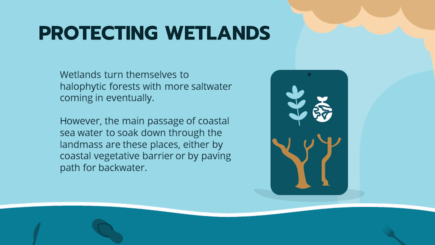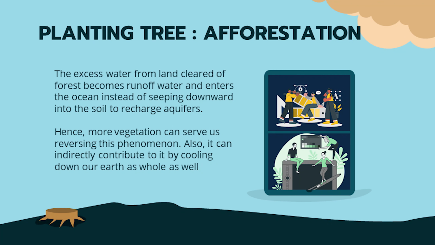The phenomena of wetlands and sea level rise are quite intertwined. Wetlands turn themselves into halophytic forests with more salt water coming in eventually. However, the main passage for coastal seawater to soak up through the landmass or release the height of the same water surface is through these places, either by a coastal vegetative barrier or by paving a path for the backwater as an additional reserve. The most common, effective, and most important of all the preventive measures we can take is planting trees and encouraging afforestation.